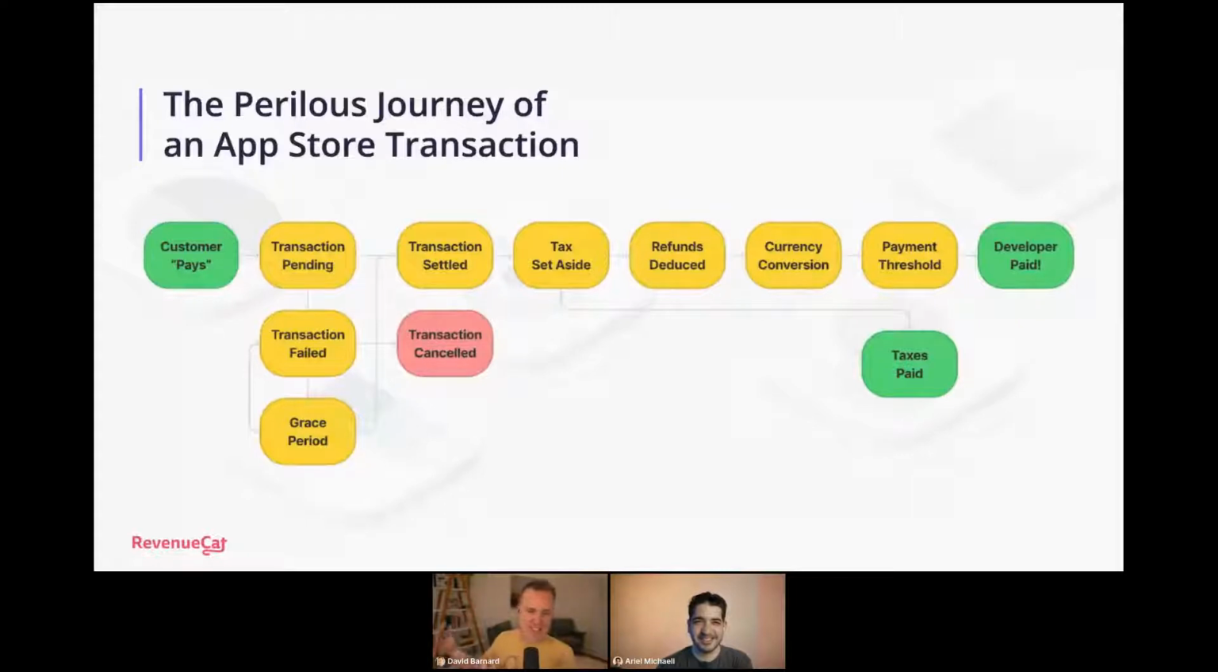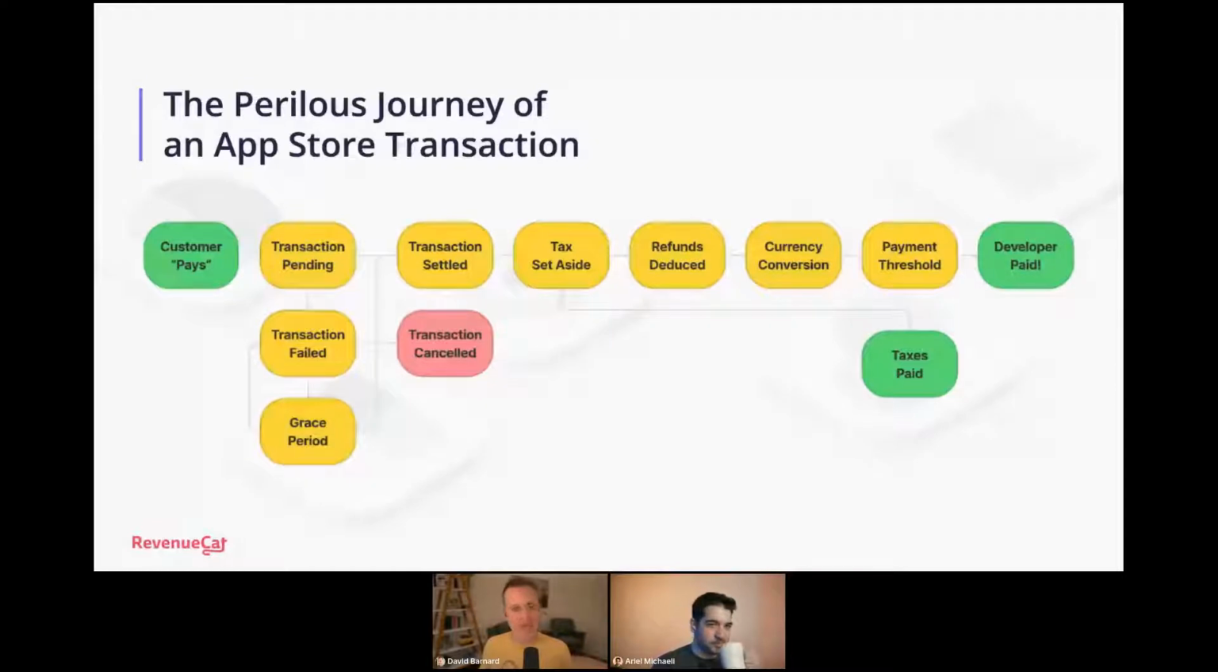And then for the transactions that do make it through this journey, which again, it's a surprising number that do end up in this grace period loop, for the ones that are settled, Apple sets aside taxes, and Google does very similar things. We're going to talk about that in a little more detail. Ariel's kind of the expert on Google. I've been way more focused on the Apple side of things, so I'll talk about Apple more.